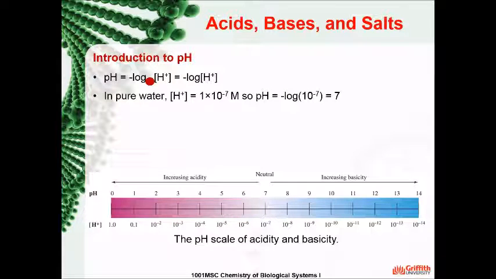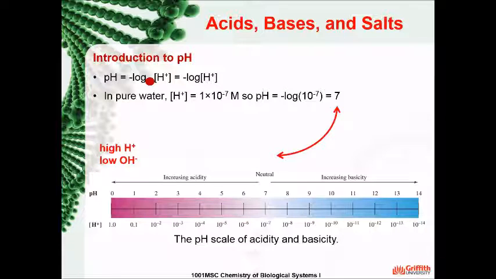We discussed previously that in pure water, the concentration of hydrogen ions is equal to 10 to the minus 7 molar, so the pH is 7. This point is considered the neutral point on the pH scale.